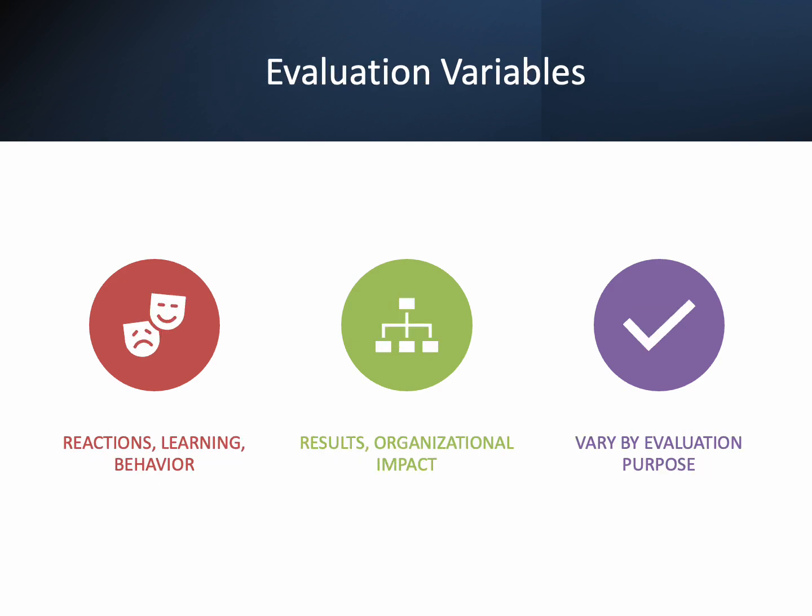Evaluation variables include reactions, trainee satisfaction, learning, knowledge gained, behavior, skill application, results, organizational impact, and vary by purpose. For example, a safety training might measure behavior change. As we explore this, think about variables in your field's evaluations. In industries like healthcare or manufacturing, selecting relevant variables ensures evaluations capture training's true impact, aligning with organizational goals.